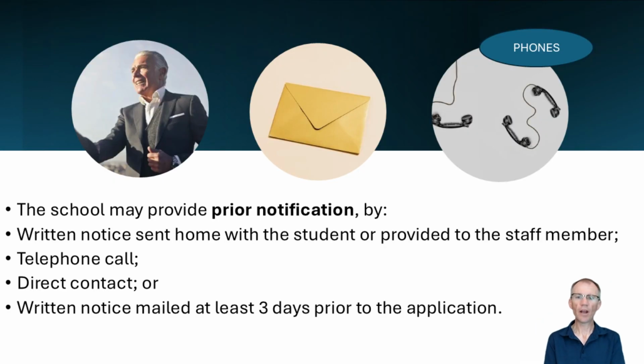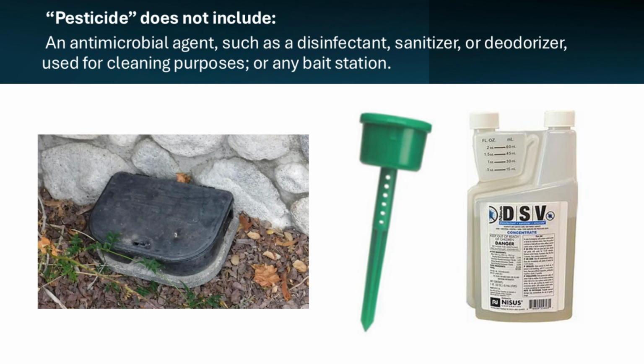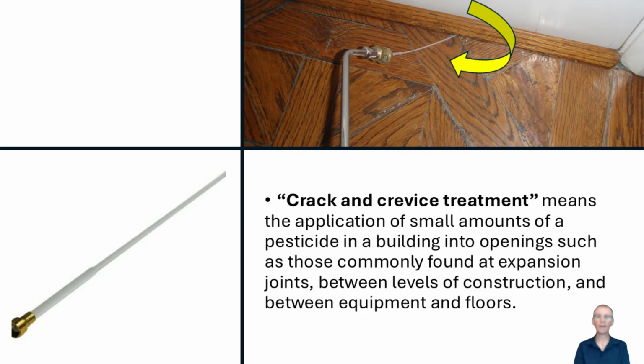The school may provide prior notification by written notice sent home with the student or provided to the staff member, telephone call, direct contact, or written notice mailed at least 3 days prior to the application. Pesticide does not include an antimicrobial agent such as disinfectant, sanitizer, or deodorizer used for cleaning purposes or any bait station. Crack and crevice treatment means the application of small amounts of a pesticide in a building into openings such as those commonly found at expansion joints, between levels of construction, and between equipment and floors.